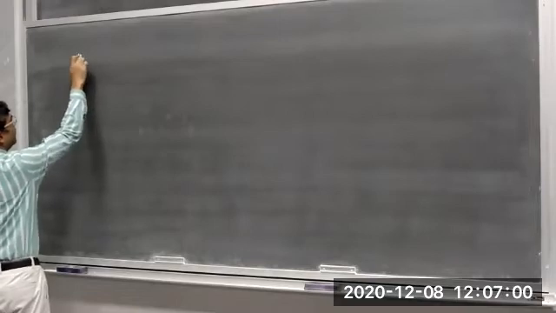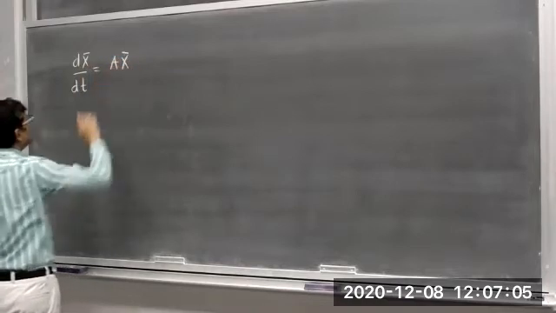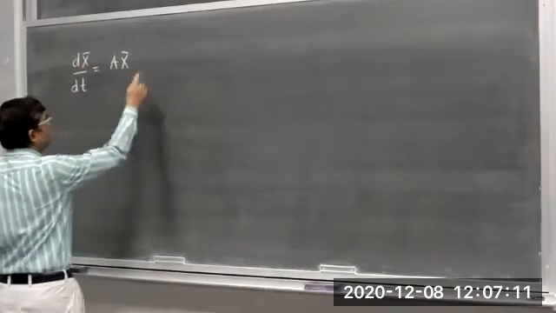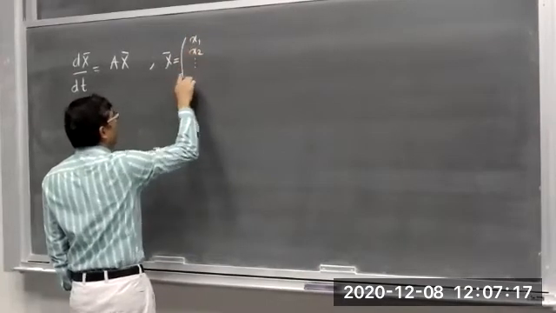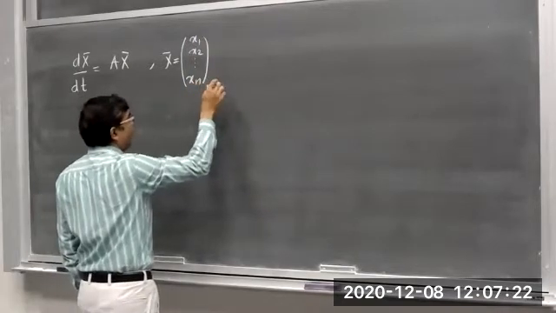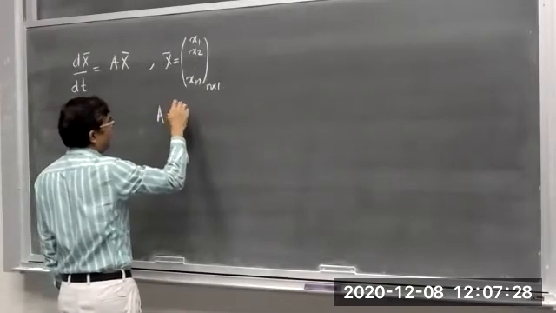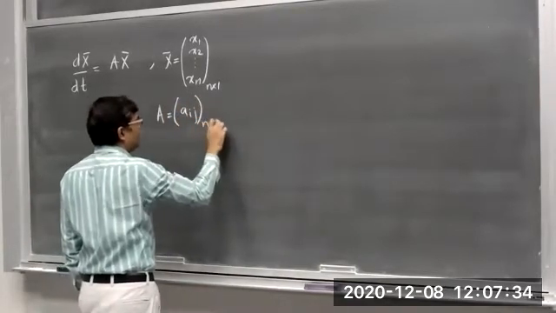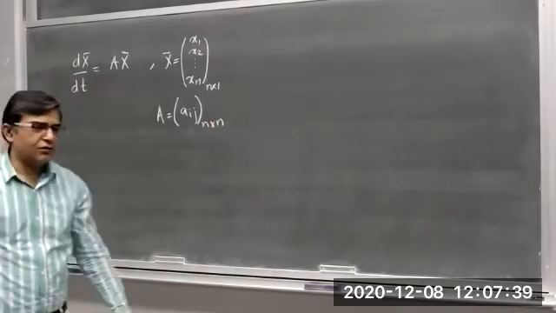It was dx by dt is equal to A times x, where x is a vector which contains all the unknown variables of that differential equation, x1, x2, and so on, xn. Remember that it is an n cross 1 vector. And this matrix A was the coefficient matrix, with entries aij, and its order is n cross n. So this was a system of first order differential equations.